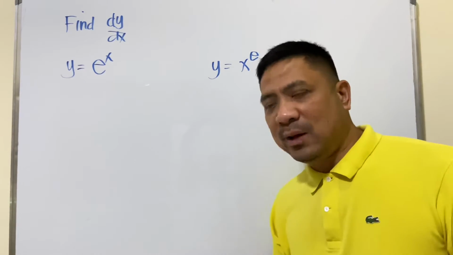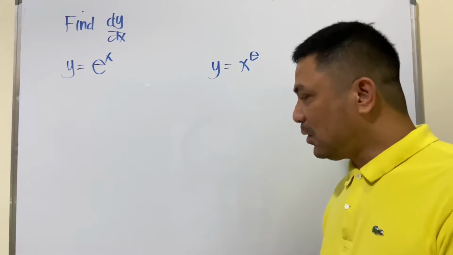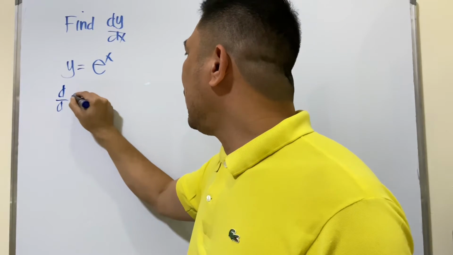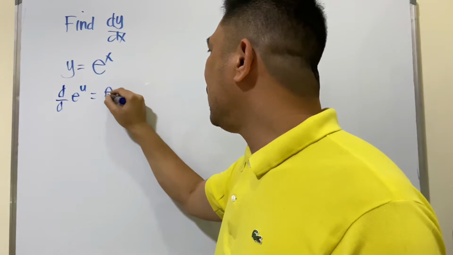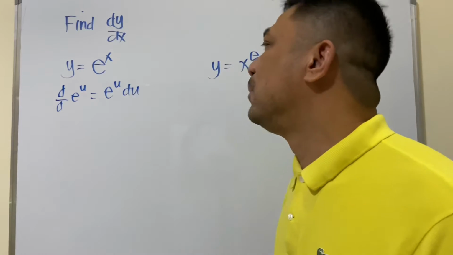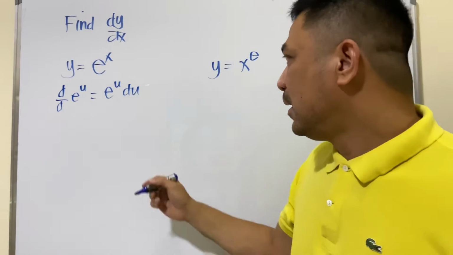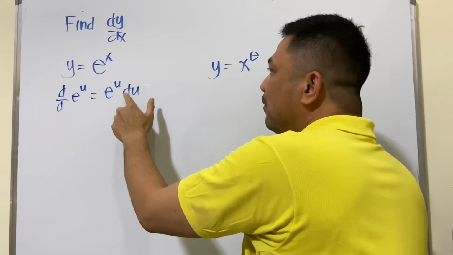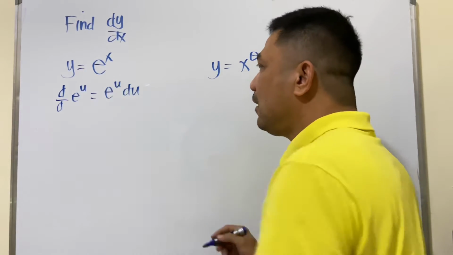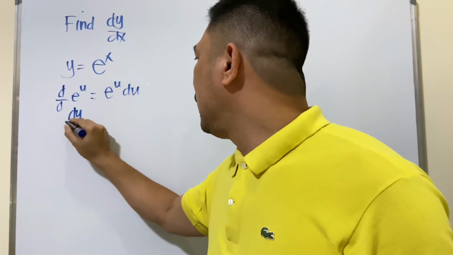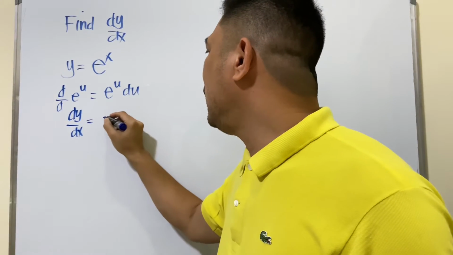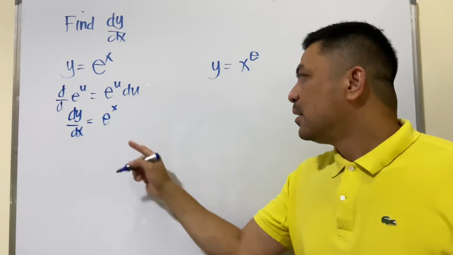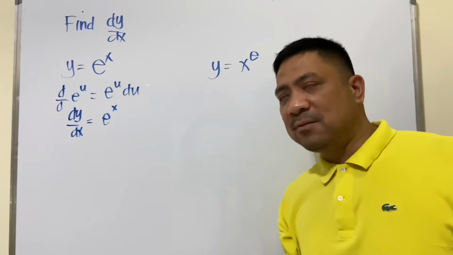y is equal to e raised to x. If you remember your differential calculus, the derivative of e raised to u is e raised to u du. In other words, here your u value is x and the derivative of x is 1. So dy over dx is equal to e raised to x. This is the derivative of our first function.